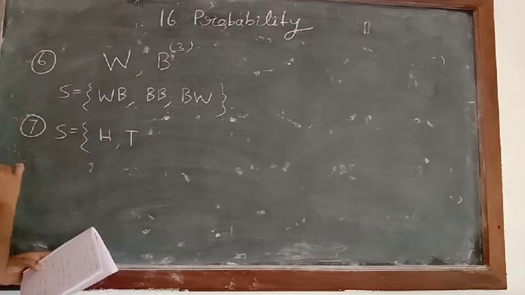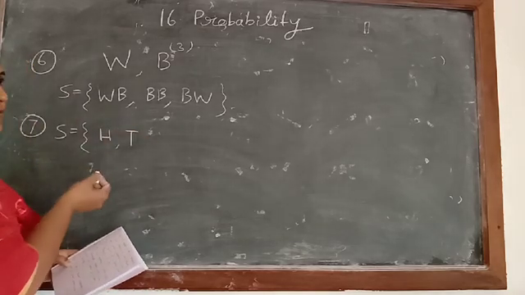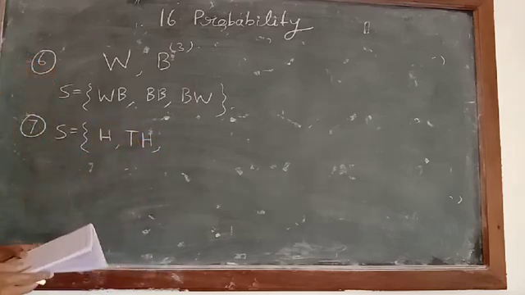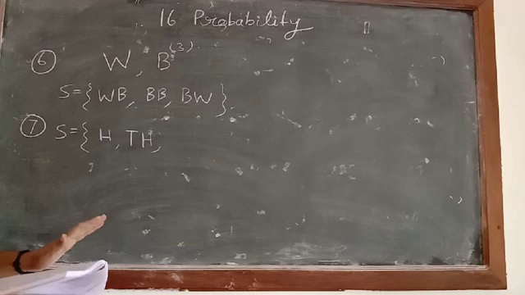You got tail. Then what you have to do? Yes, you have to toss it again because we want a head there. Suppose in the second throw you got a head. Then we have to stop there.